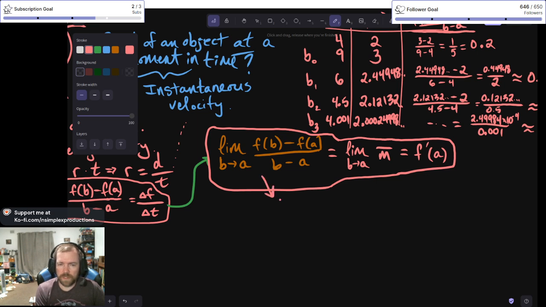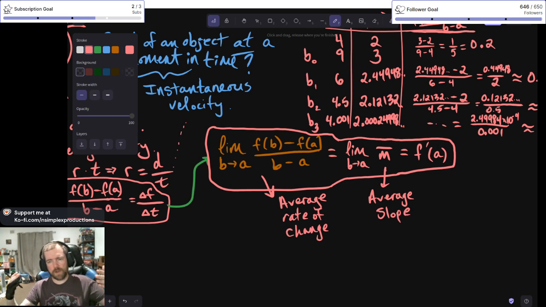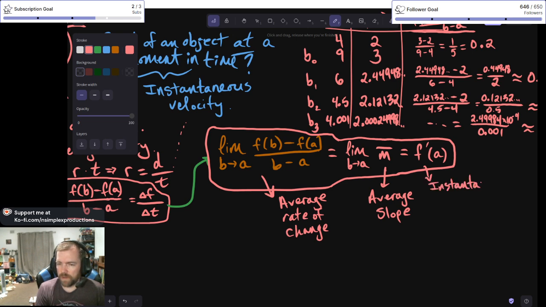Right? So the average rate of change becomes our average slope, but as our points get closer and closer together, this ends up becoming our instantaneous slope at a, which is again also called our derivative at a.